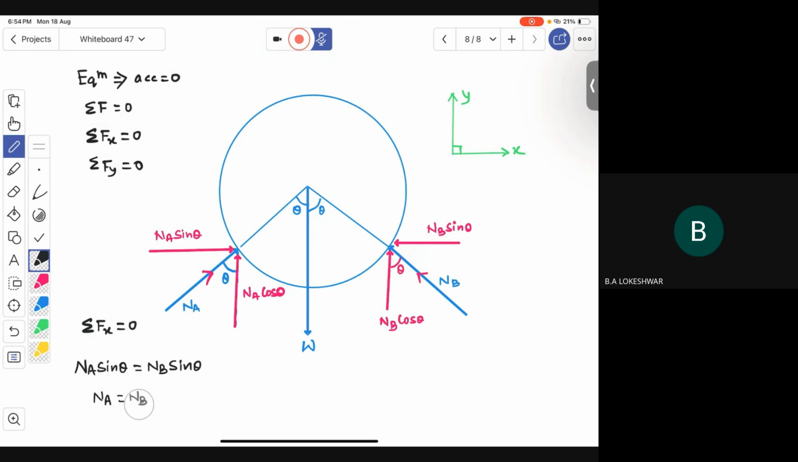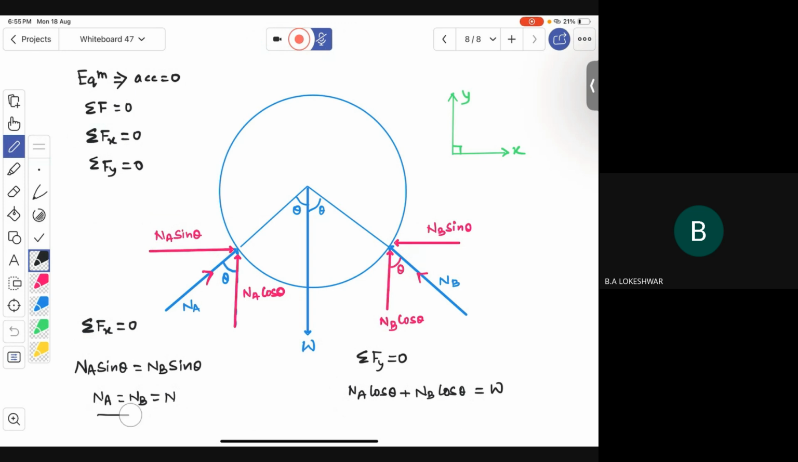Na and Nb are equal. Let's suppose I call them N. Next, I will make net force zero along the y direction. So what all forces do I have? Na cos theta upward, Nb cos theta upward, and W down. So to have net force zero, Na cos theta plus Nb cos theta must be equal to W, correct?